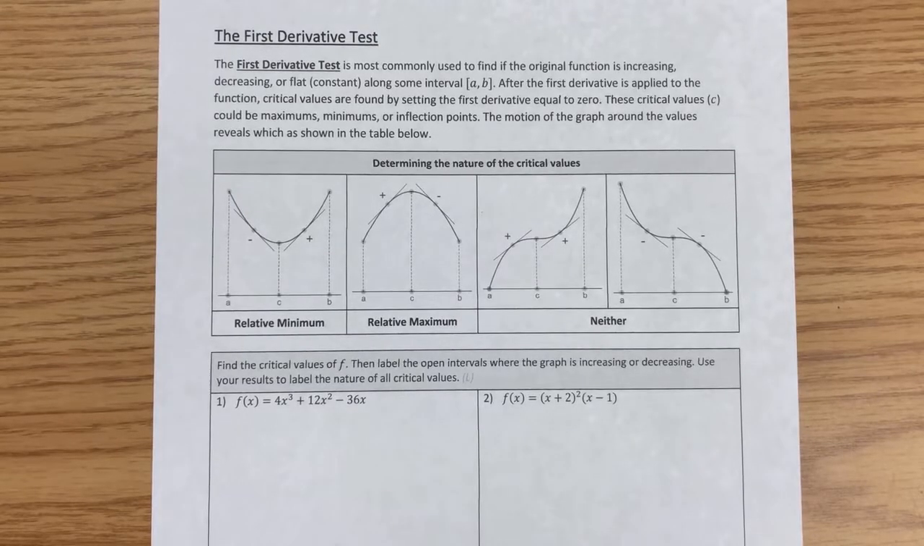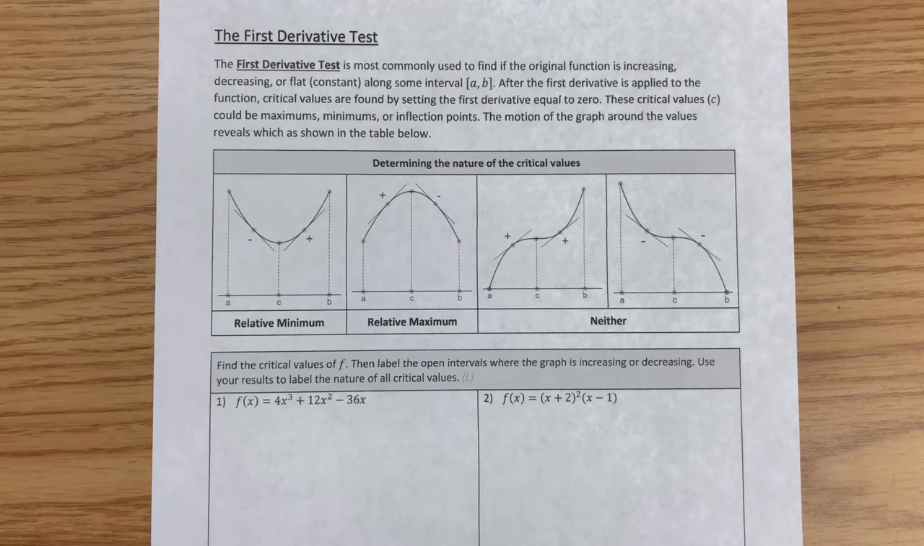So today we're going to be performing the first derivative test. Now what the first derivative test is going to give us is it's going to tell us what the graph is doing as far as its motion. Is it going up? Is it going down? Or is it doing something kind of in the middle if we have a flat spot?